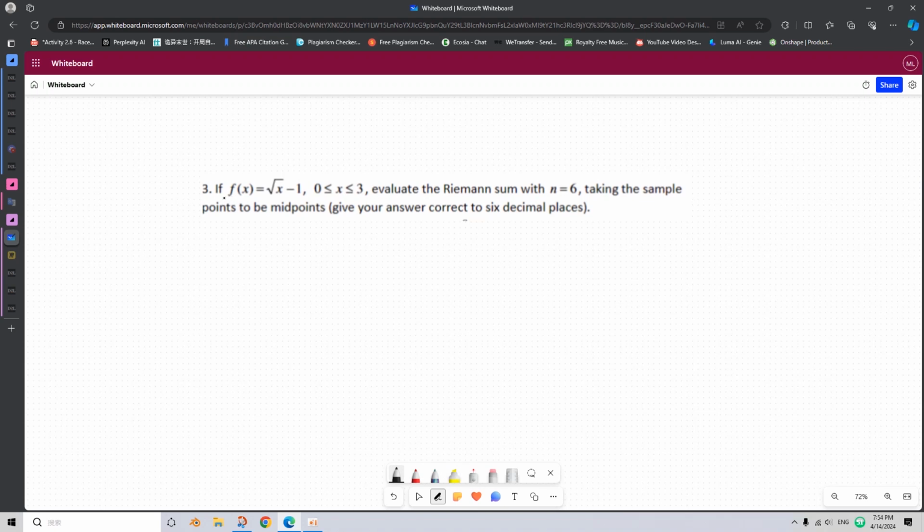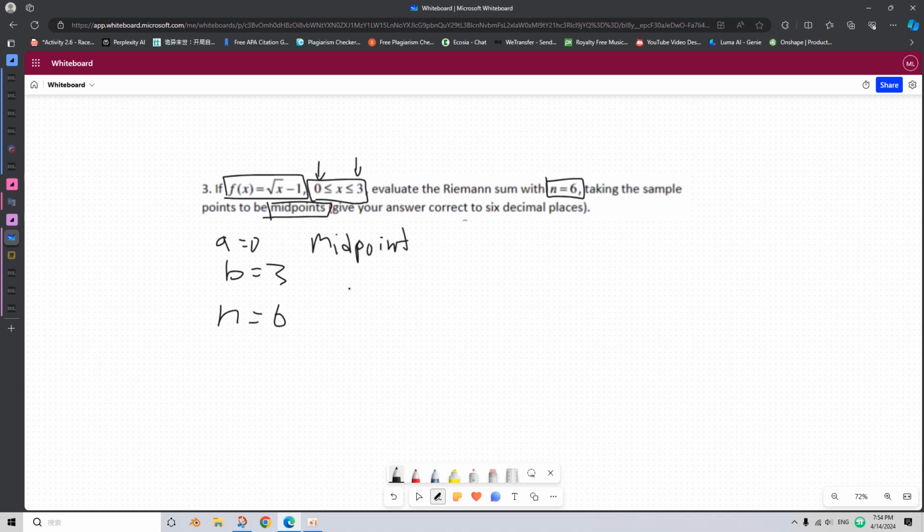Same thing. They have to give you the formula here. They have to give you a range. They must give you the subintervals, or n, and they must give you the direction. Using this, we have a, which equals the smaller number here, equals 0, b equals 3, the bigger number. We know that's the midpoint. Midpoint, we know that n is equal to 6. Okay, that's all we need right now.